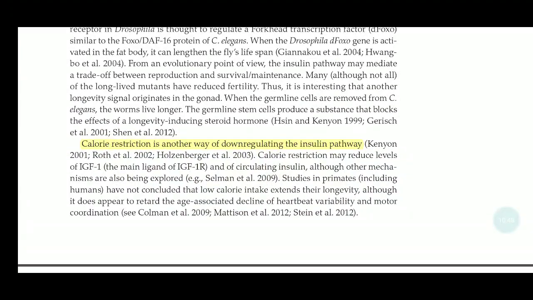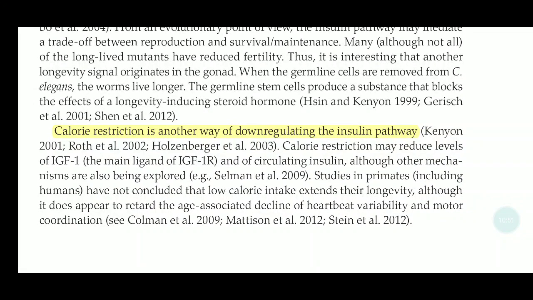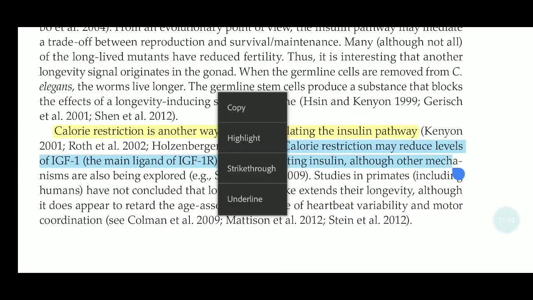Another one is calorie restriction, which is another way of downregulating insulin pathways. So it's better if you consume less food than required, less caloric food, less protein food, so that there is also a possible chance that it will affect those insulin signaling pathways, and you will live longer than normal.